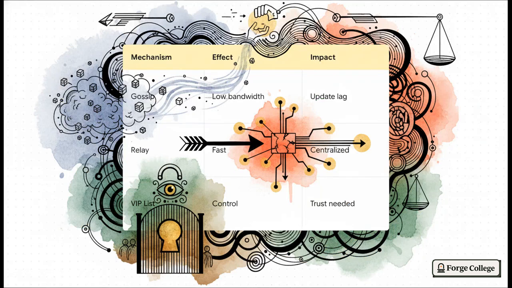So, looking at this architectural schematic, it becomes pretty clear that every choice in a blockchain is a trade-off. Look at randomized gossip. It saves you bandwidth, sure, but your network updates might lag a bit. Full relay by a small group of validators? It's incredibly fast, but boom, you've got central points of failure. Permissioned access gives you great control over who gets in, but at the steep cost of centralized trust. The reality is, you just can't have it all. You are constantly balancing speed, bandwidth, and ultimately who holds the power.